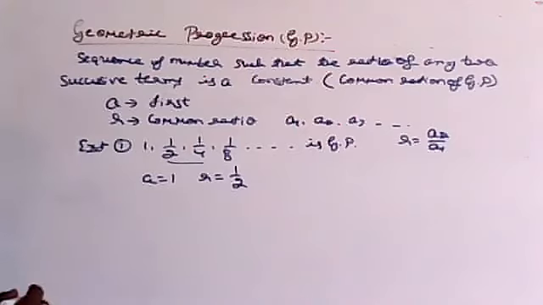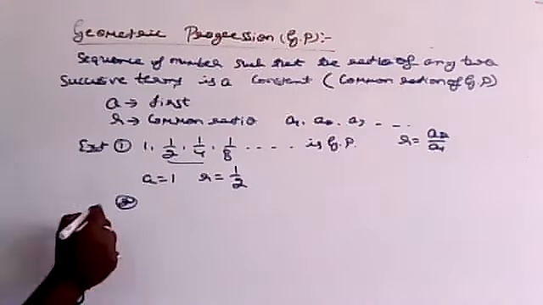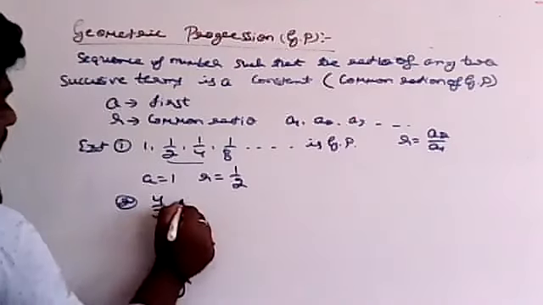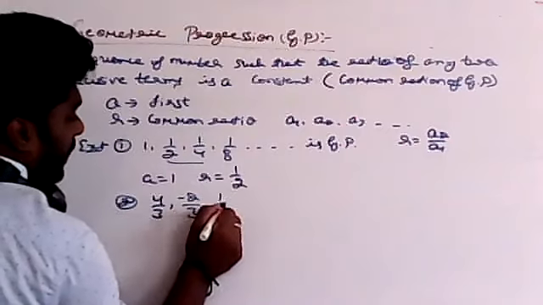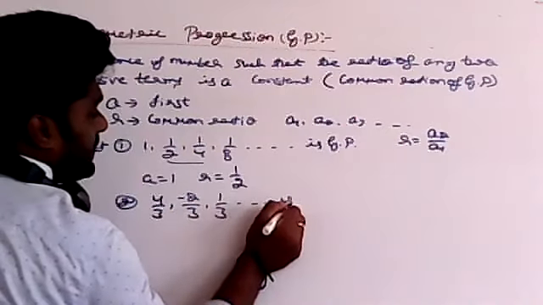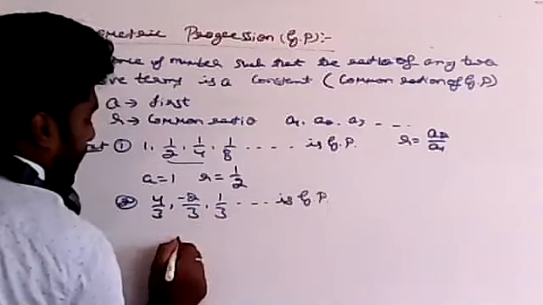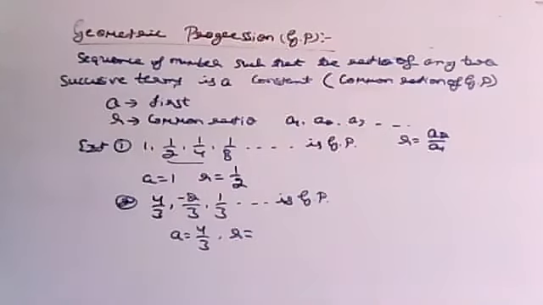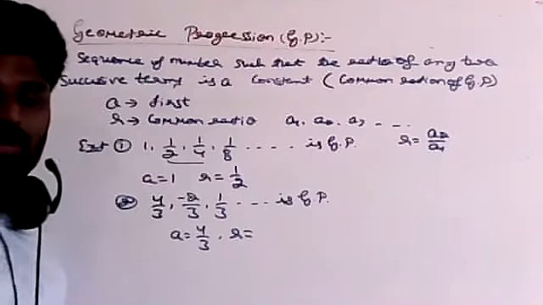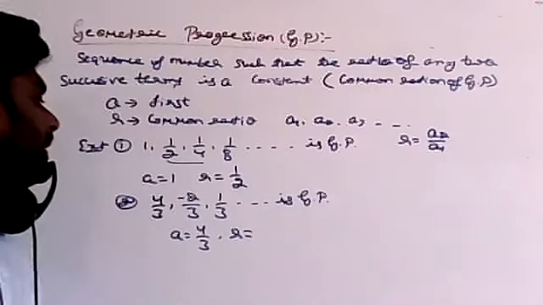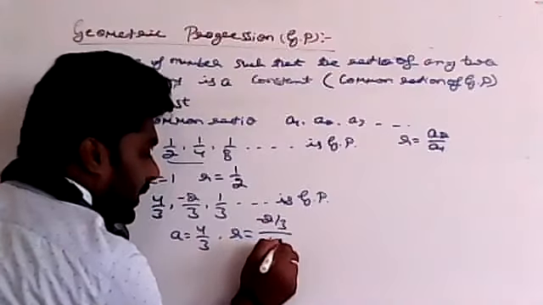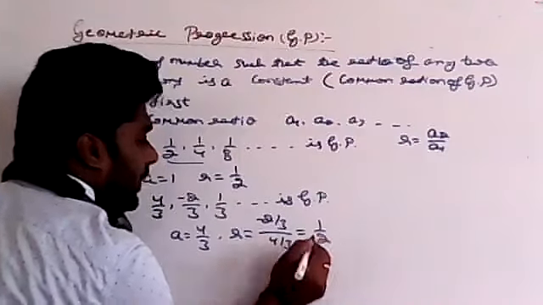Okay, one more example. Tell me the A and R value in this: 4 by 3, minus 2 by 3, 1 by 3, in a GP. The A value, we know, is the starting value. What should be the R value? R we have to write as minus 2 by 3 divided by 4 by 3. The answer is minus 1 by 2.